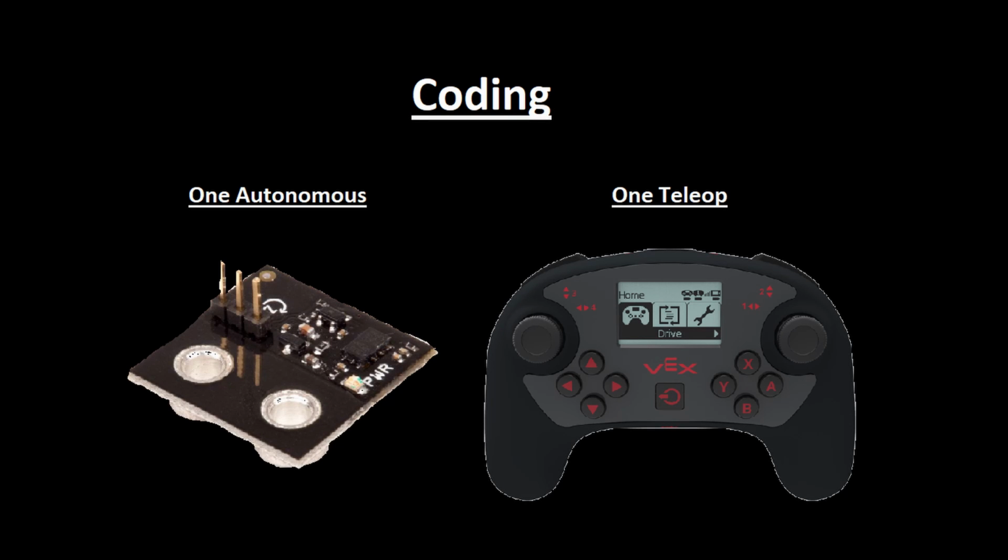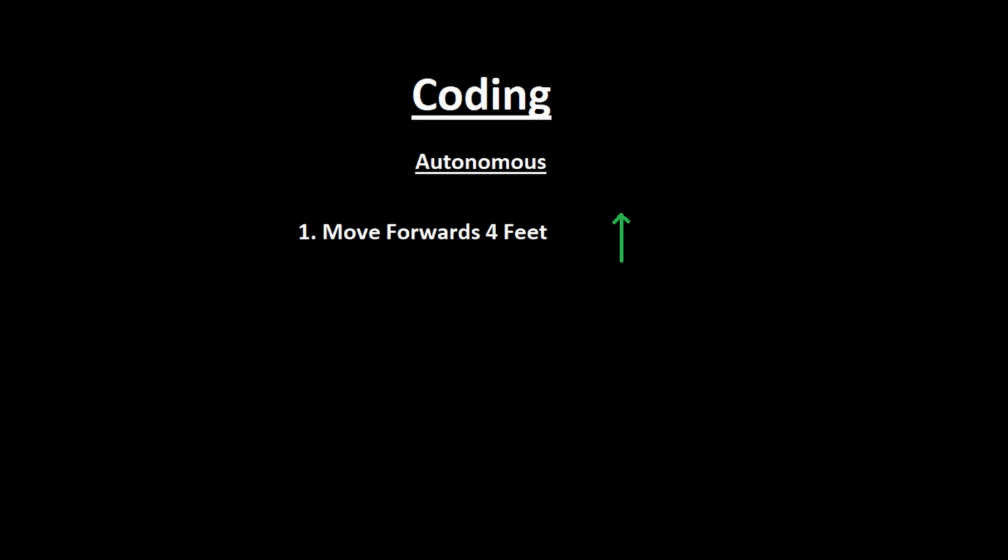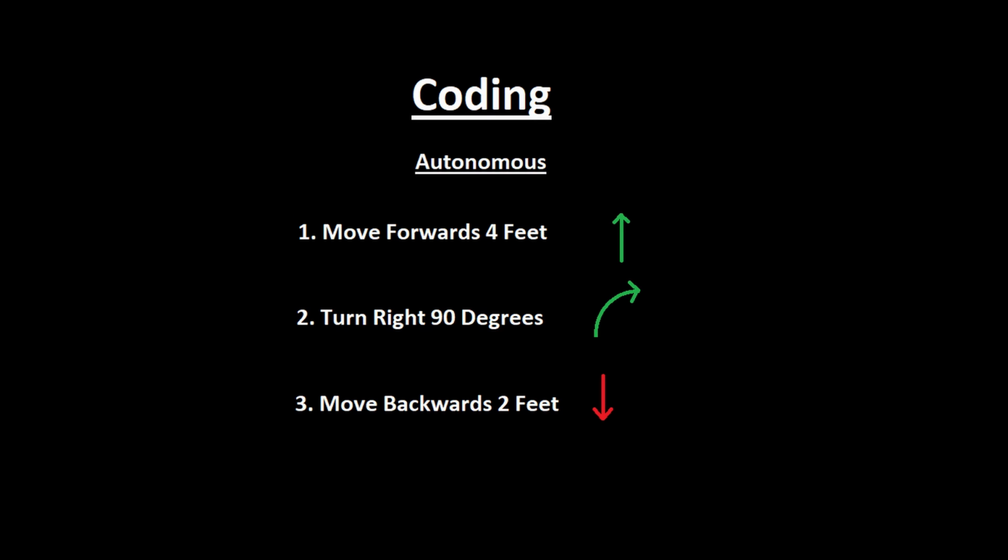Now that you have your motors and such indexed, you can start creating your programs. For the purpose of demonstration, I'll be creating one autonomous and one Teleop program, starting with an autonomous. For this program, let's say we'll make the robot move forwards 4 feet, turn 90 degrees right, and then move backwards 2 feet, all at a speed of 70%.